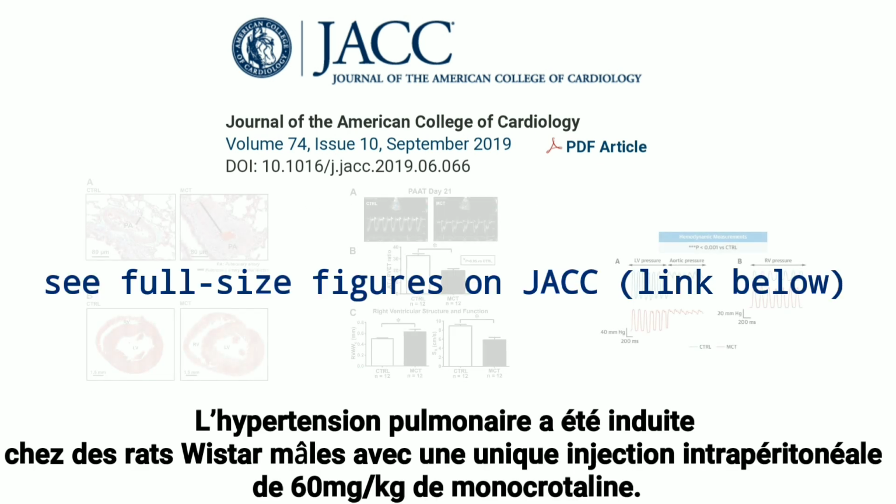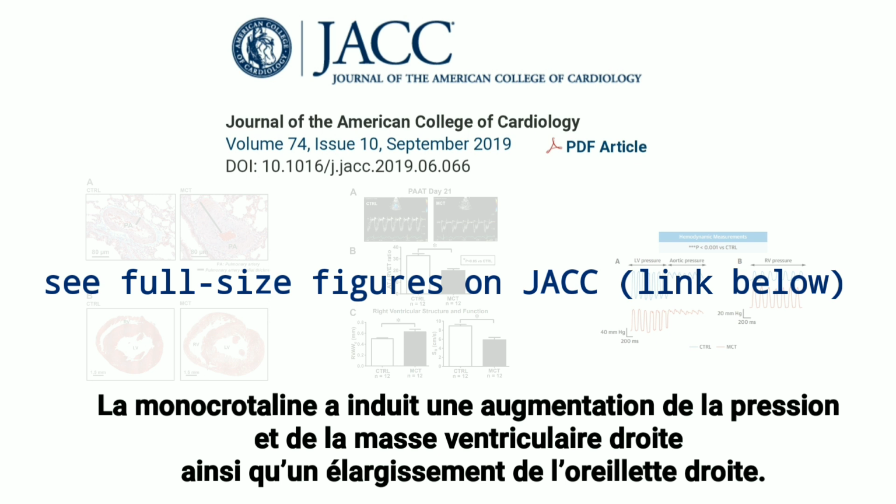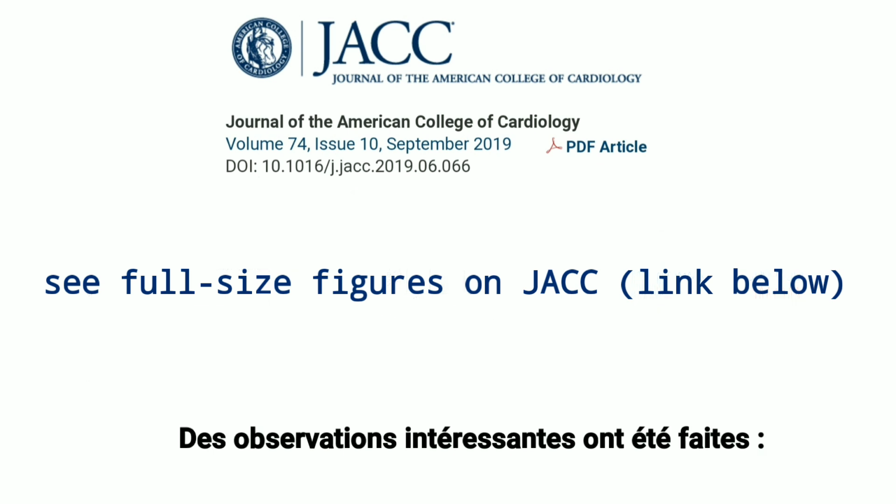Pulmonary hypertension was induced in the male Wistar rats with a single intraperitoneal injection of 60 mg per kilogram of monocrotaline, and rats were studied 21 days later when right heart disease was well developed. Indeed, and for the record, the monocrotaline treated rats developed increased right ventricular pressure and mass along with right atrial enlargement. Interesting observations were made.